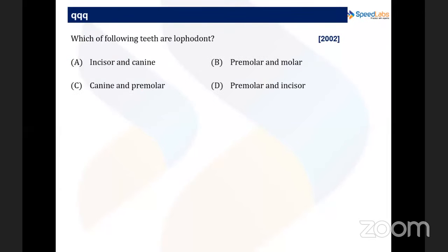Which of the following teeth are lophodont? Option A, incisor and canine. Option B, premolar and molar. Option C, canine and premolar. Option D, premolar and incisor.